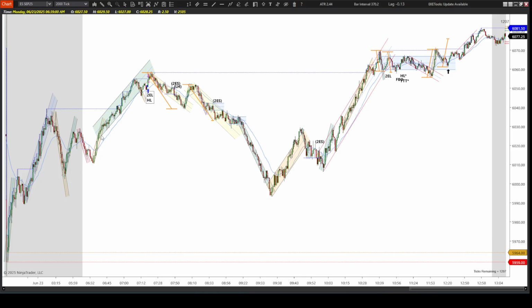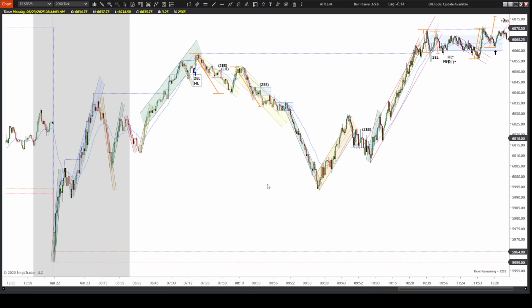Overall, although these moves look like they're kind of big and smooth, there weren't too many setups that I could find. I did take one trade and was profitable. I'm going to get into it right now.